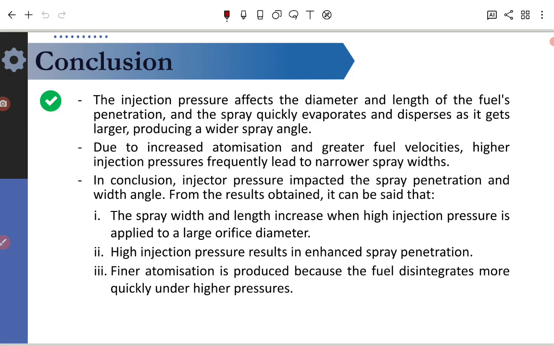Spray penetration is often increased by increasing injection pressure. And in conclusion, we can say that injector pressure impacted the spray penetration and width angle. From the results obtained, we can say that the spray width and length increase when a higher injection pressure is applied to a large orifice diameter. The higher injection pressure results in enhanced spray penetration, and finer atomization is produced because the fuel disintegrates more quickly under the higher pressure.